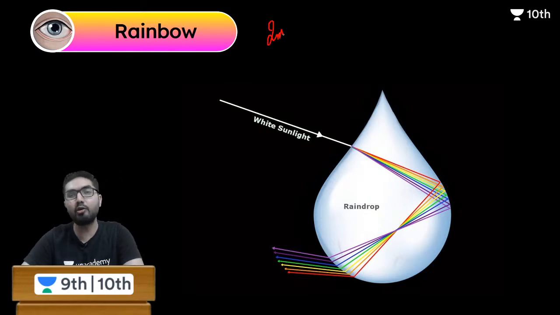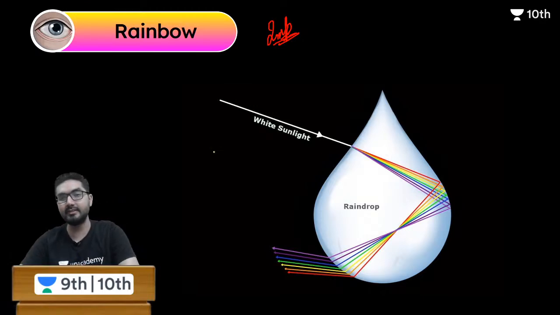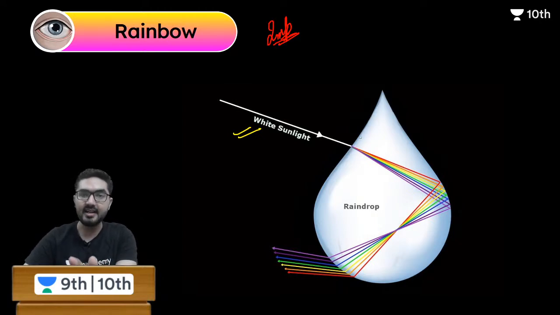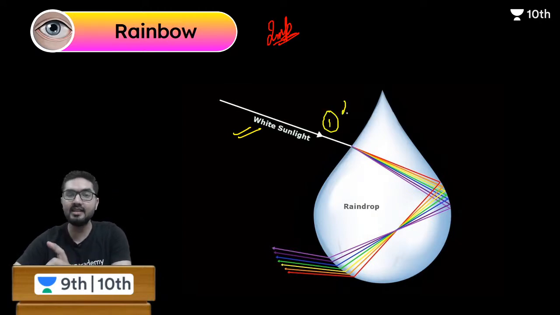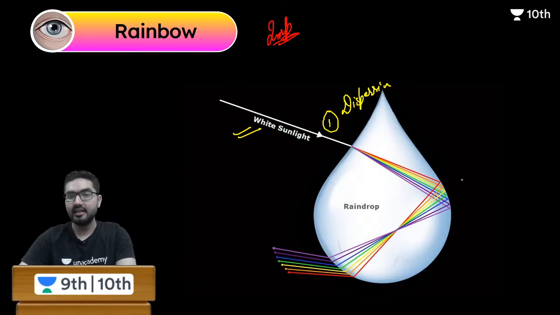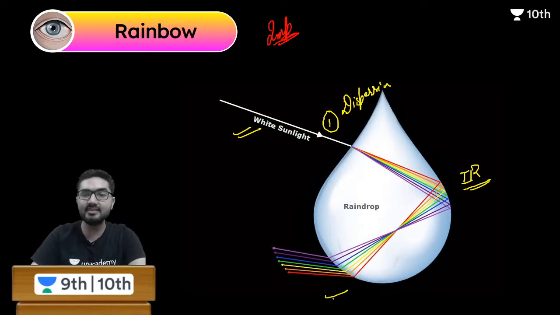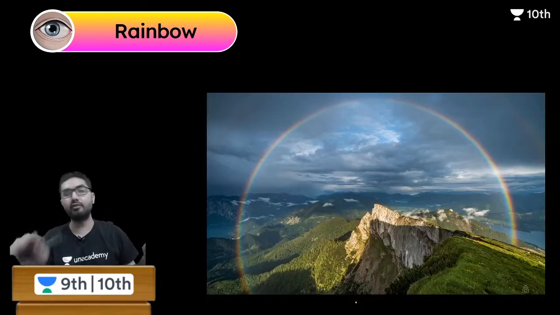Another very important concept when it comes to the board examinations. Extremely important concept, my dear friends. So what actually is happening is white light is incident on the water drop, right? The very first thing that is happening is dispersion. So white light is dispersing into the 7 colors. And after that, the internal reflection is happening. That I'll be explaining a little later. What is internal reflection? So internal reflection is happening over here, and finally the light is refracting away, right? So this is basically how the rainbow is forming.